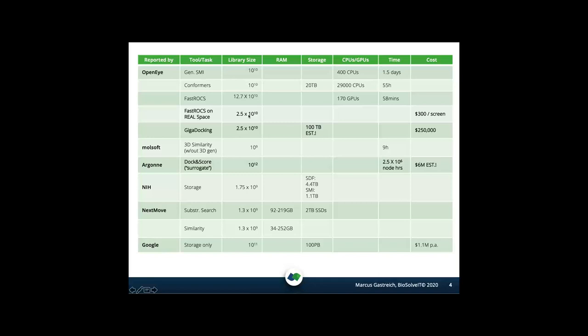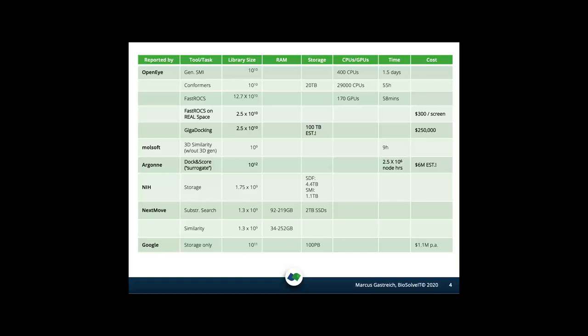And a giga docking, 10 to the 10th, they estimate, this cannot currently be done, they are working on this, but they estimate 100 terabytes of storage volume. So an enormous amount of storage that's needed there for one giga docking. And look at this figure here, this is the resale price that they currently envision, $250,000 for such a screen. So this is impressive on the one hand side, but it's not so green. Yeah, it consumes a lot of computational power. That is something that one has to acknowledge at this point in time.